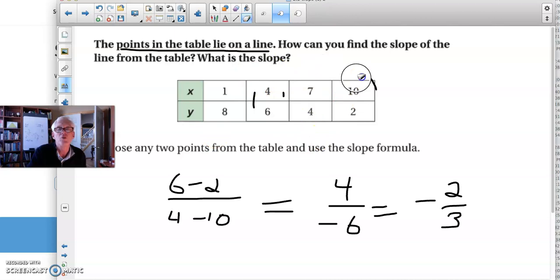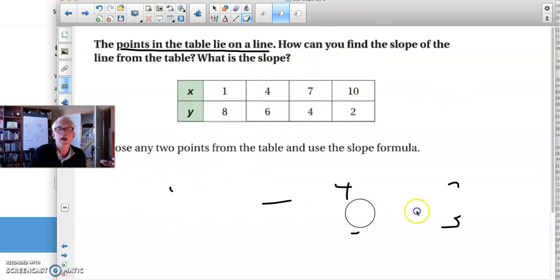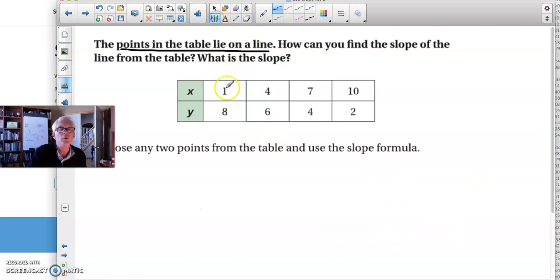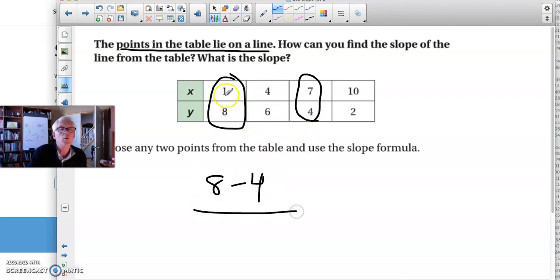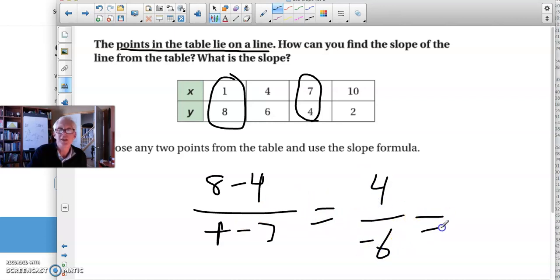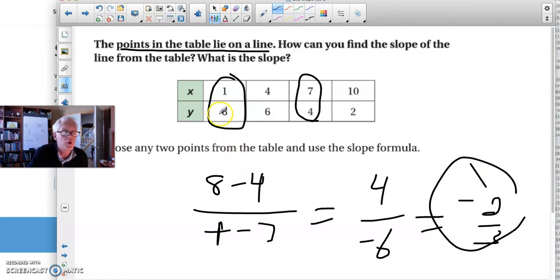It doesn't matter which numbers you choose. I can choose any pair I want, and I would get the same slope. Just to prove it to you, because some of you don't believe that, I'll use 1 and 8, and I'll use 7 and 4 again. Change in y over change in x, 8 minus 4 divided by 1 minus 7. 1 minus 7 gives me negative 6, so 4 over negative 6. That simplifies again to negative 2 thirds.